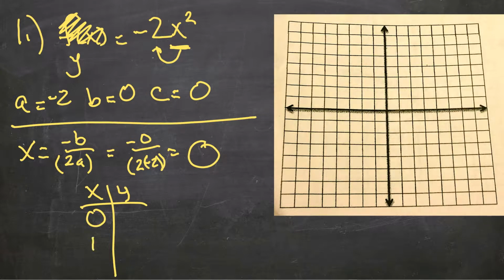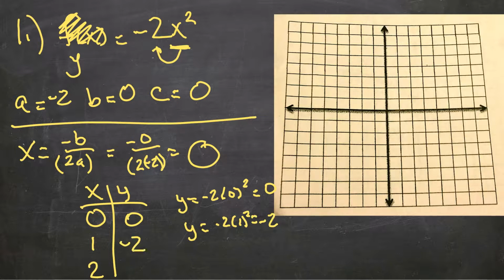I put 0 here. I just add 1. I add another. I plug in 0 to the original problem. So I say y equals negative 2 times 0 squared. I get 0. Plug in 1. Y equals negative 2, and then 1 squared. You do 1 squared first to get 1, times negative 2 is negative 2. So negative 2 goes there.